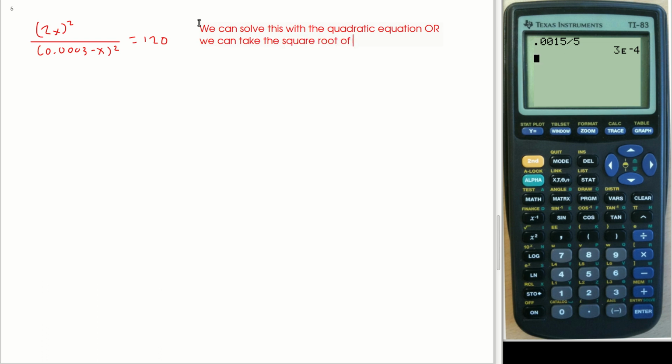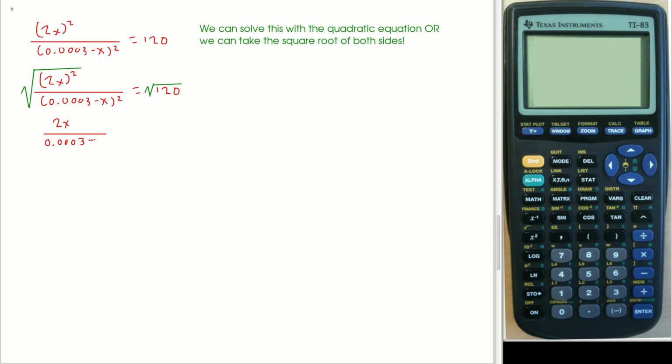We can take the square root of both sides and maybe save ourselves a little work. So what we're going to do here is take this equation, take the square root of over here, and we're also going to take the square root of this. So what we end up with is 2x over 0.0003 minus x is equal to whatever the square root of 120 is.